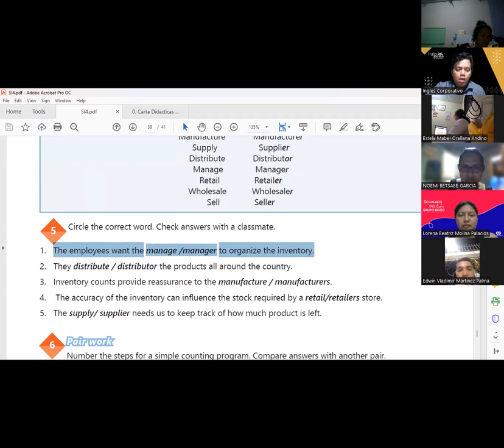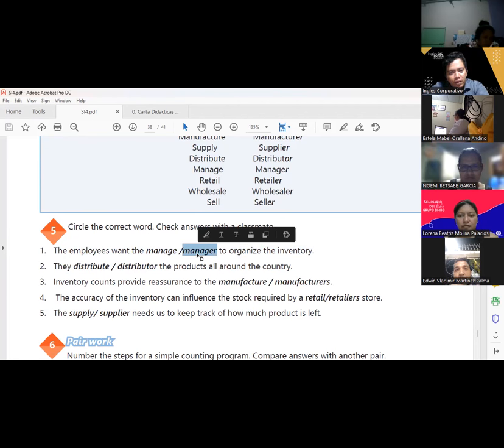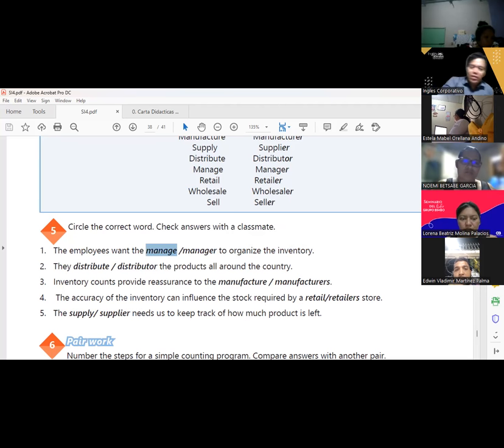The employees want the manager to organize the inventory. Sorry. Read again. The employees want the manager to organize the inventory. You got the word manager here. No, manage. Manage? Yes. Do you guys agree with Edwin? No. Edwin, in this case, mister, it's wrong. It's the word manager. Well, okay. The employees want the manager to organize the inventory. Los empleados quieren que el gerente organice el inventario. Right. There you go. I knew it. It was on purpose.